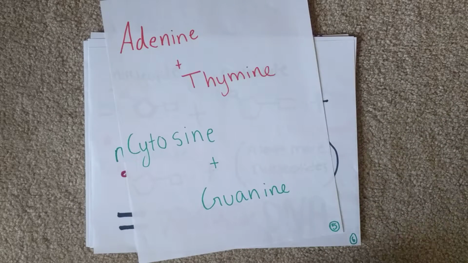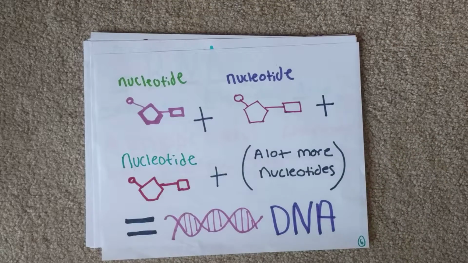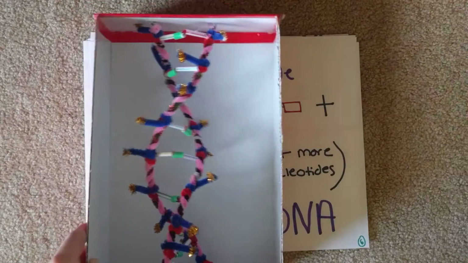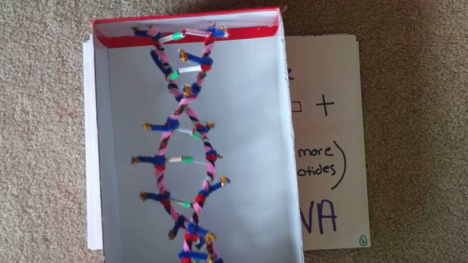These bases can only bond with a specific partner base. Adenine bonds with thymine, and cytosine bonds with guanine. All of these components put together form a complete DNA strand. This is what a model of DNA looks like. You can see here the double helix shape.